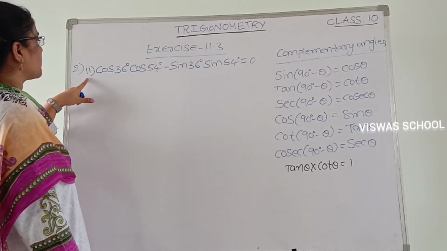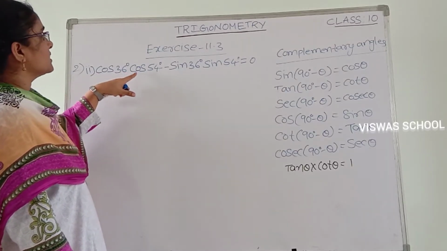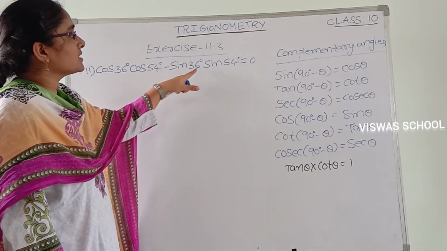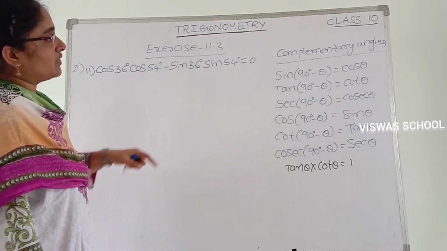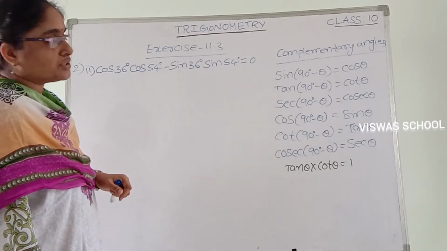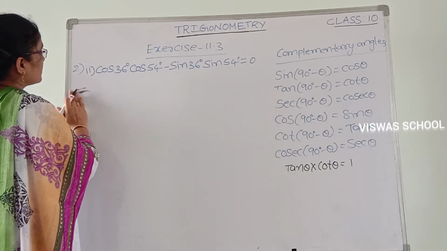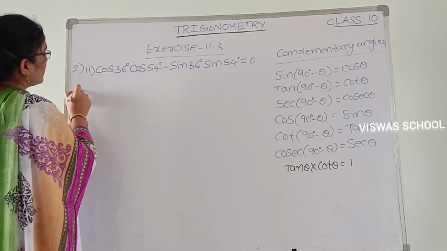Next one is the second problem: cos 36 degrees into cos 54 degrees minus sin 36 degrees into sin 54 degrees is equal to 0. How do you write this here? First, this is the LHS part.